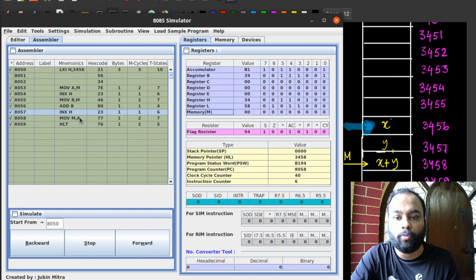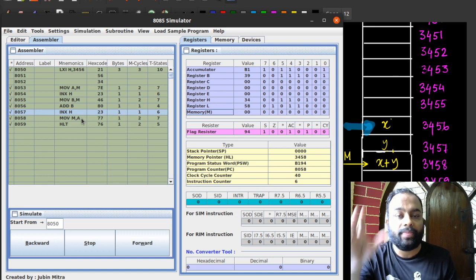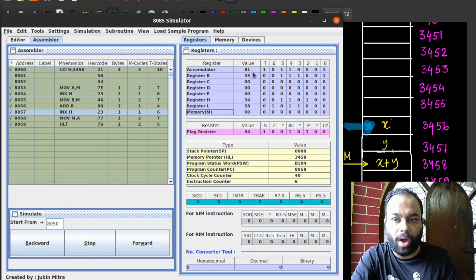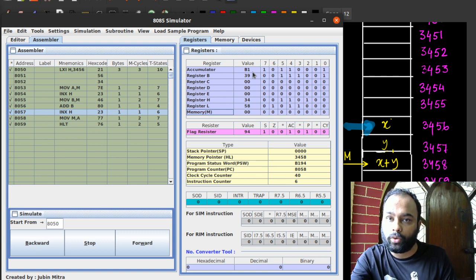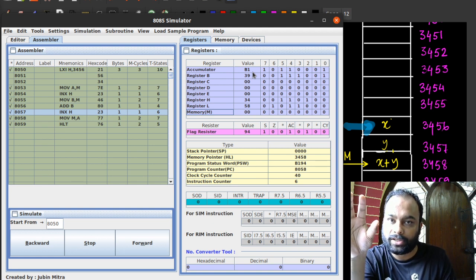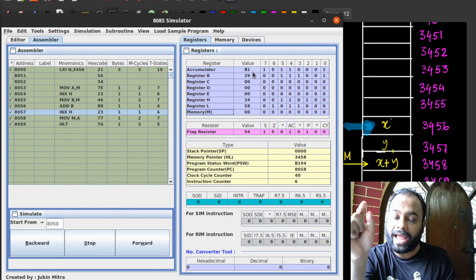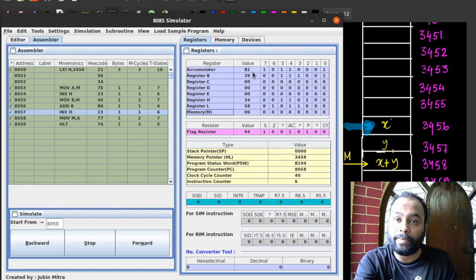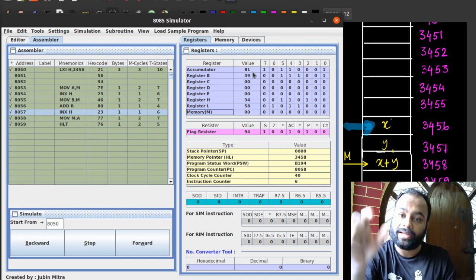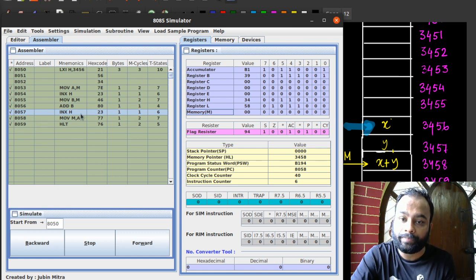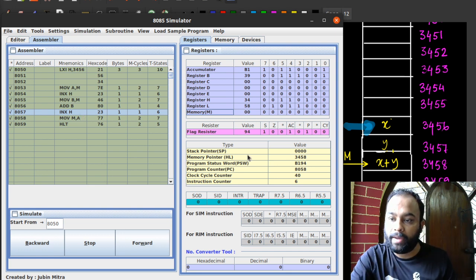And if I do move A comma M, what will happen? The content of the accumulator, which is B1, will be copied to M. But what is M? M is nothing but a reference to the memory location 3458. So what will happen is, through a memory write machine cycle, that data that the accumulator is holding on to will be copied over to memory location 3458, right?